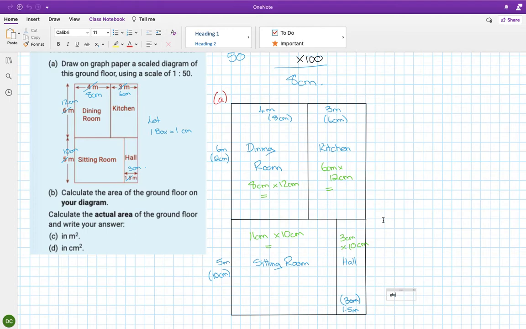So 8 by 12 is 96 centimeters squared. 6 by 12 is 72 centimeters squared. 11 by 10 is 110 centimeters squared. 3 by 10 is 30 centimeters squared. And then if we add all them up, so 96 plus 72 plus 110 plus 30, and that gives you 308 centimeters squared for my diagram.